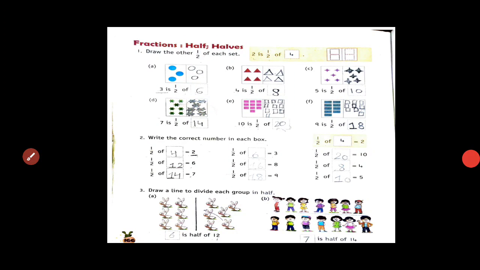The concept of half and halves. I hope the concept of half and halves is clear to you, children. Kindly do the notebook and the bookwork neatly.